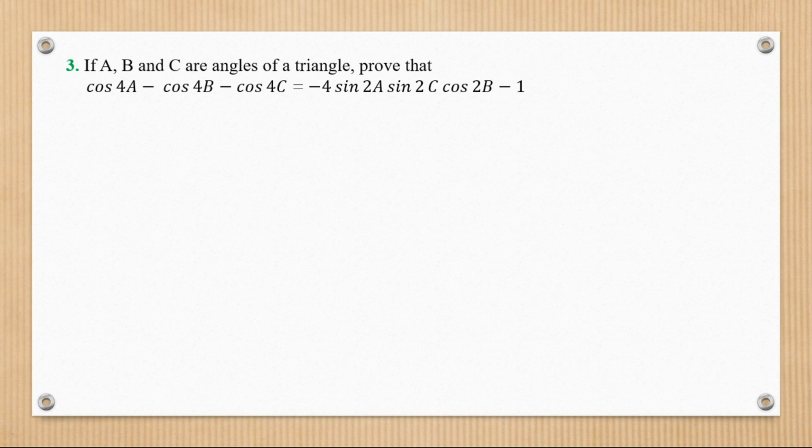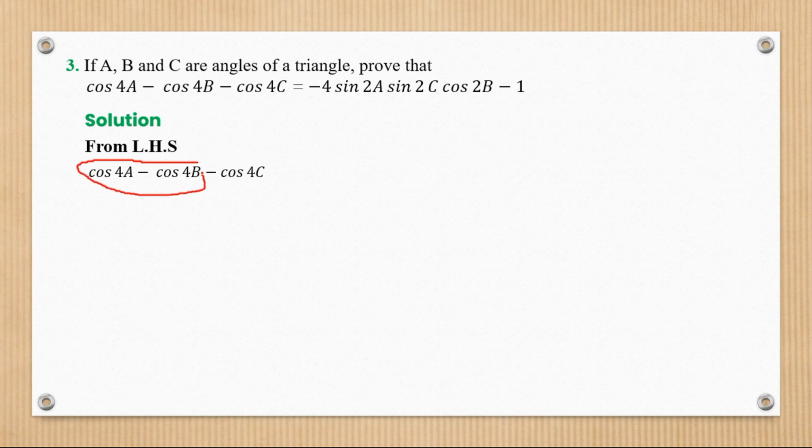All right, if a, b, and c are angles of a triangle, prove that cos 4a minus cos 4b minus cos 4c is equal to negative 4 sine 2a sine 2c cos 2b minus 1. So let's prove from the left-hand side. From the left-hand side we have that. So we're going to apply the factor formula to this side. Applying the factor formula there, we end up with that. So we have negative 2 sine (4a plus 4b) over 2, sine (4a minus 4b) over 2, minus cos 4c.